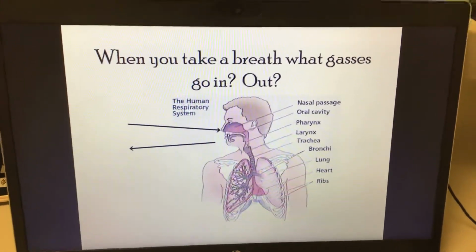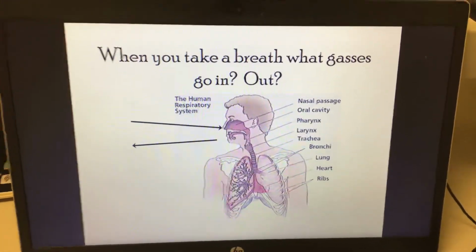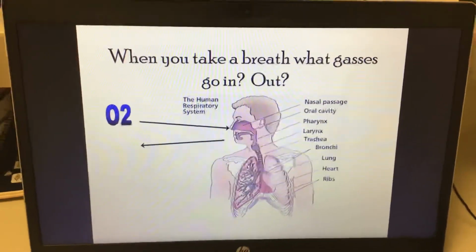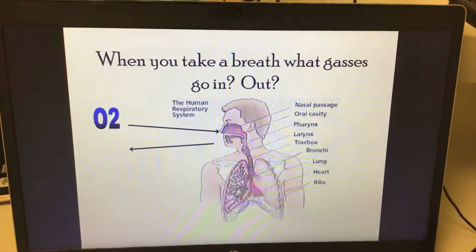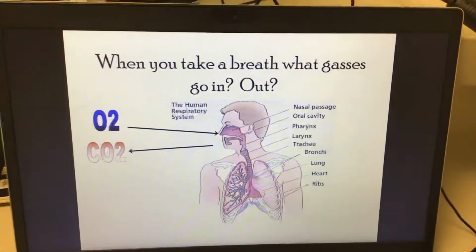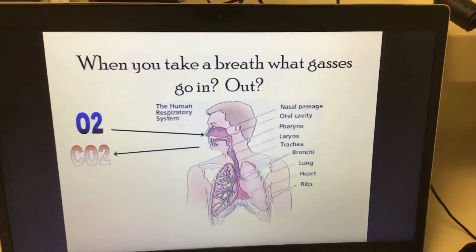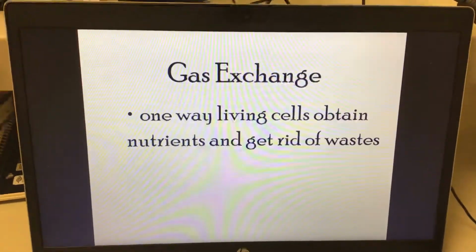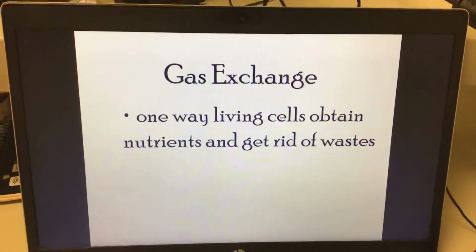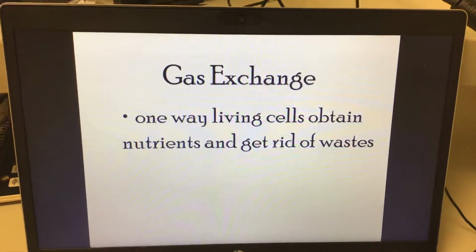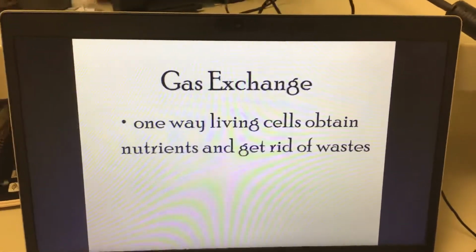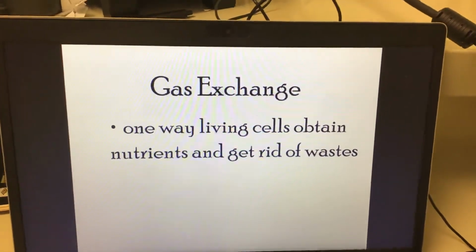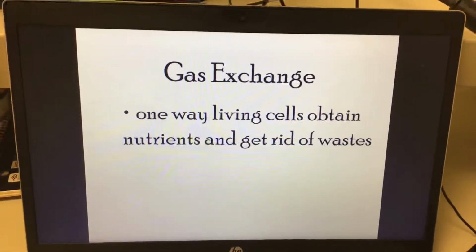All right, so just a reminder, when you breathe, what gases are going in? Oxygen, O2. Out, when you exhale, CO2, carbon dioxide. Okay, you don't need to write anything, but gas exchange is one way living cells obtain nutrients and get rid of waste. So we breathe in oxygen, which is what we want, and we get rid of carbon dioxide, which is a waste.